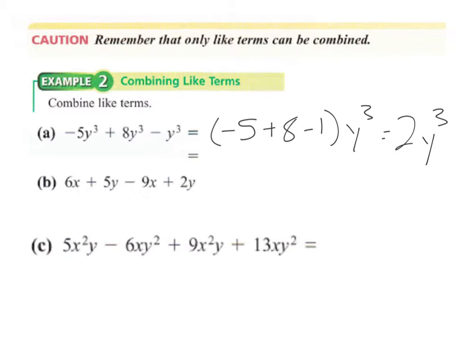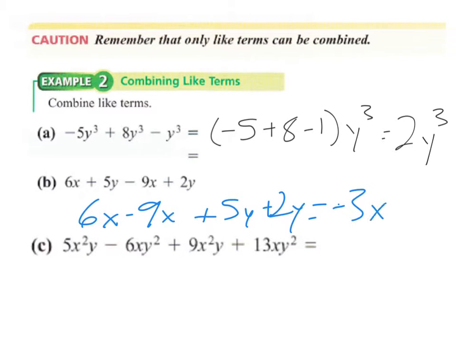For this second one, we're going to combine the 6x and the minus 9x. We'll combine the 5y and the 2y. So for the x's, 6 minus 9 is negative 3, so negative 3x. And then the 5y and the 2y makes 7y. Notice when we're adding or combining like terms, the base does not change. This started off as y cubed, and it ended as y cubed. Here we had x's, which became just negative 3x, and here we had y's that became just a 7y.